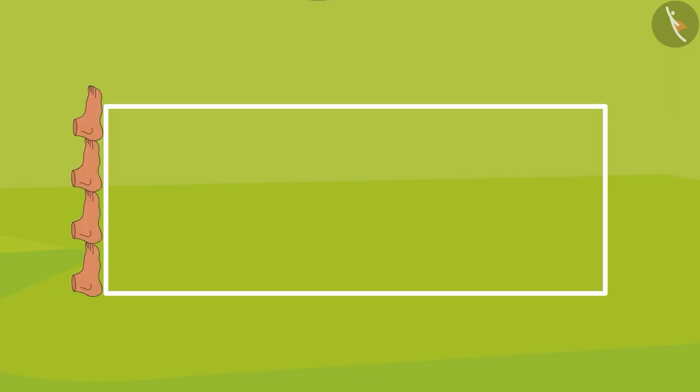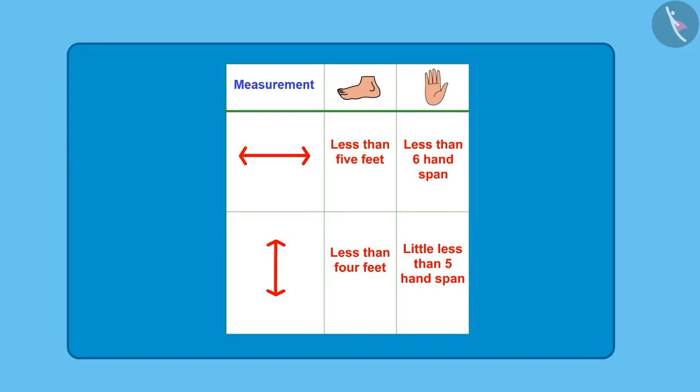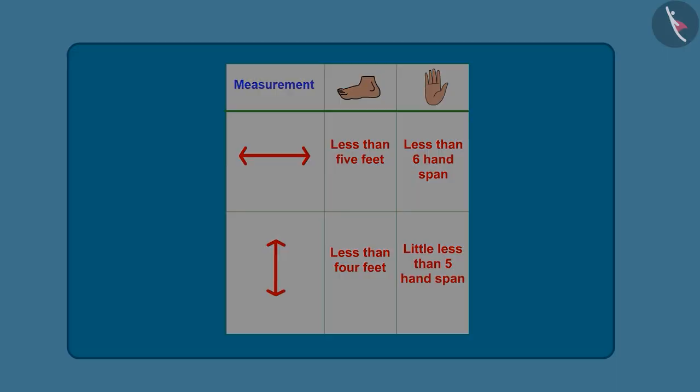The measurement of the width is less than 4 feet. Children, what do you think will be the measurement more or less by hands? Because the measurement of the hand is smaller than the foot, then it will have to be repeated more times if measured by hand. Its measurement is little less than 5 hand spans.